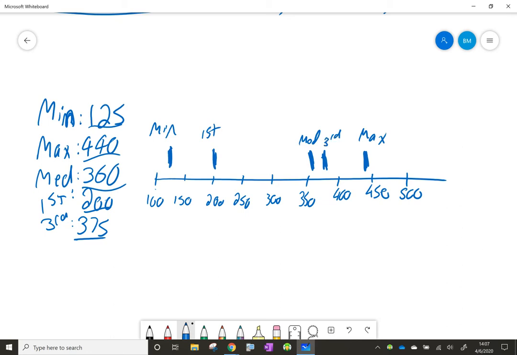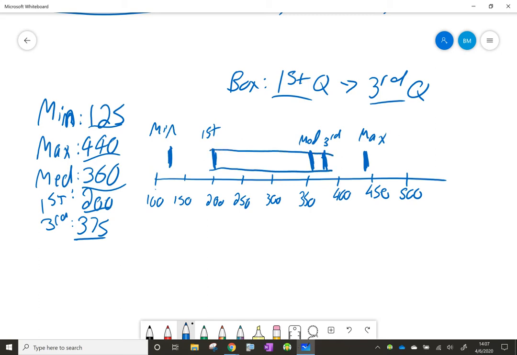Remember, the box plot connects from first quartile to third quartile. So our box connects those together: from the first quartile to the third quartile, we have a box around that. Remember, the median should be somewhere inside that box. And then we draw the whiskers that connect to the minimum and the maximum. And there's your box and whisker plot.